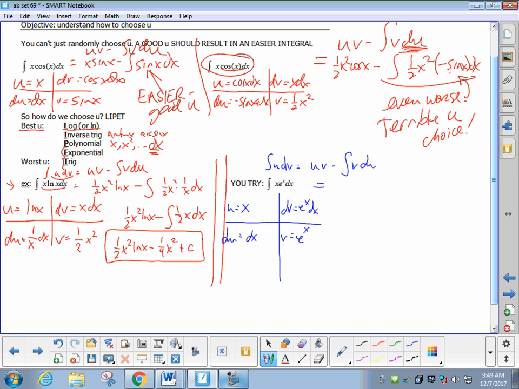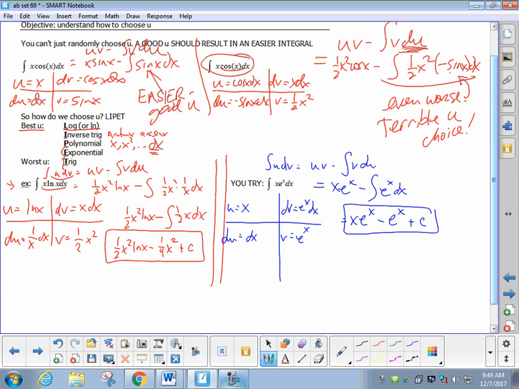Let's see if our integral comes out better. uv, x e to the x, minus the integral of, what's my new integral? Oh, I got it. e to the x dx. That is easier, but sure enough, that's the idea. How'd you do?